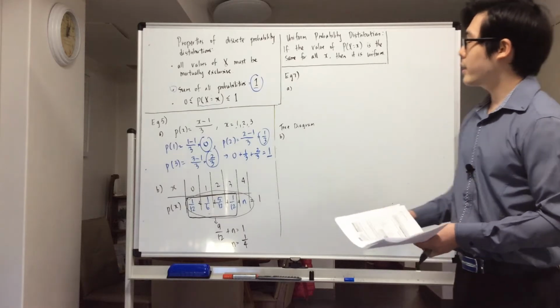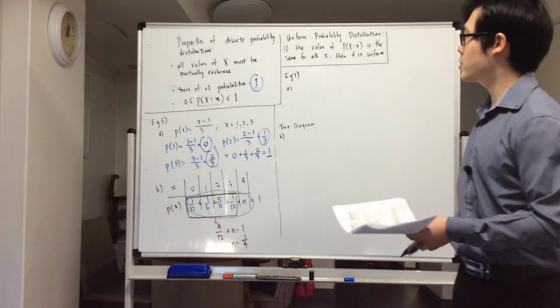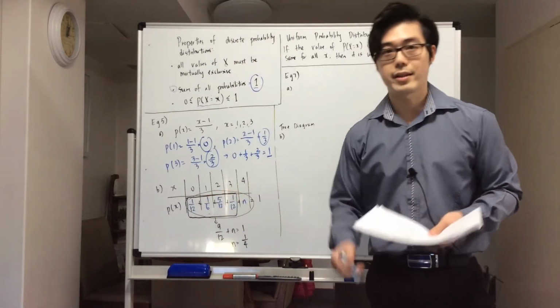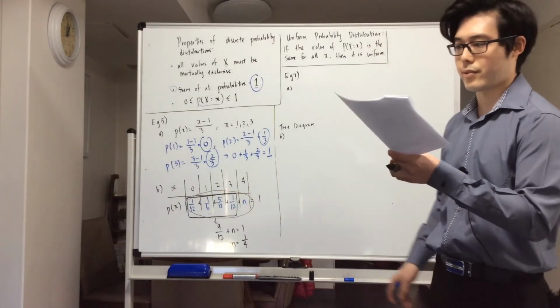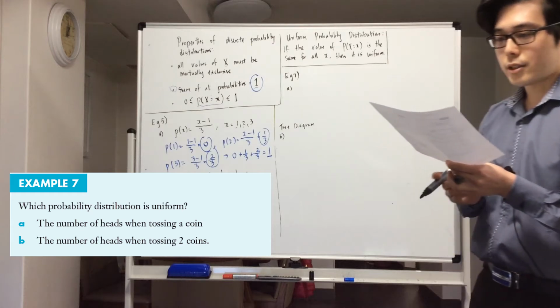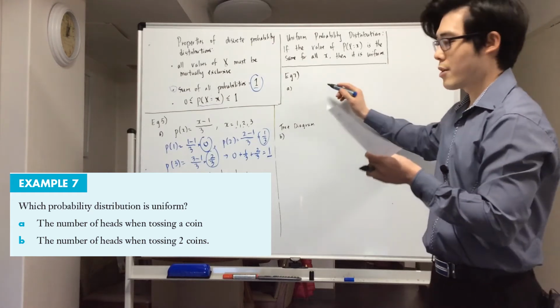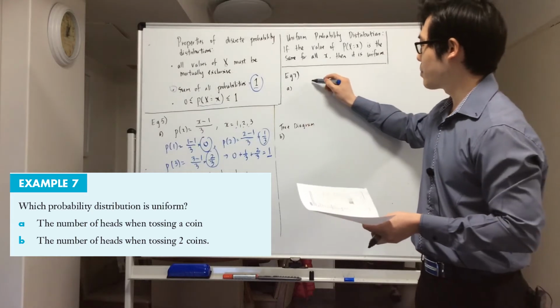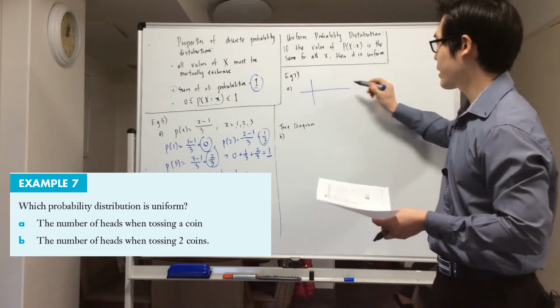Okay, so this is the use of the discrete probability property. Okay, the next property is uniform probability distribution. Okay, that's a case when every single one of your p(x) values are the same. So for example, example 7a, it says which probability distribution is uniform? The number of heads when tossing a coin. All right, I like to draw up a table once again.